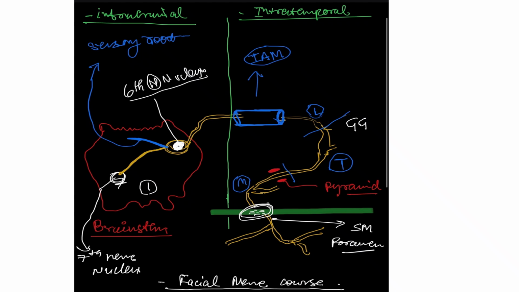From the geniculate ganglion, it goes and terminates just above the pyramidal eminence. This part is known as the tympanic part or horizontal part, that is marked by the alphabet T. From the pyramidal eminence, it goes up to the stylomastoid foramen. That part is the mastoid part or vertical part, that is marked by the alphabet M. And from the stylomastoid foramen, it goes and terminates into the peripheral branches. So that becomes the extracranial course.